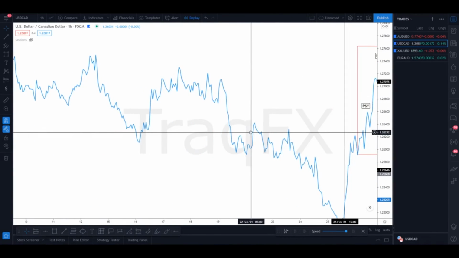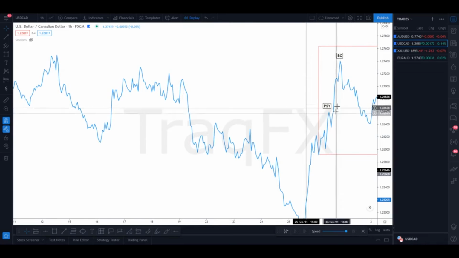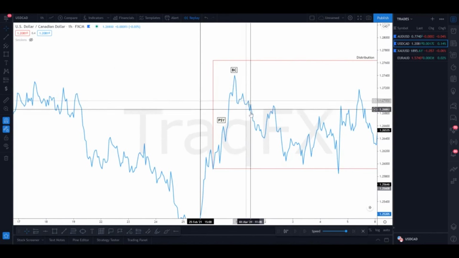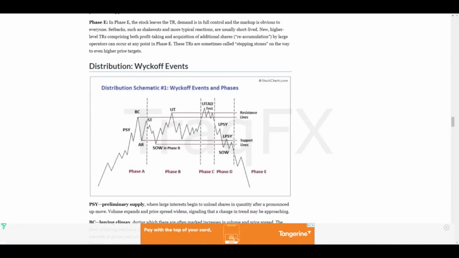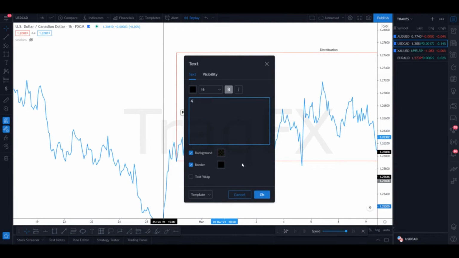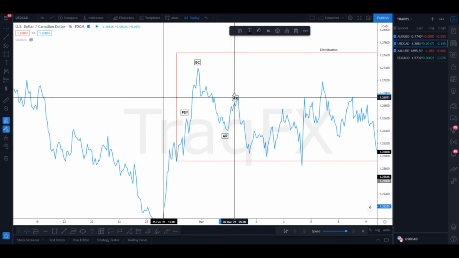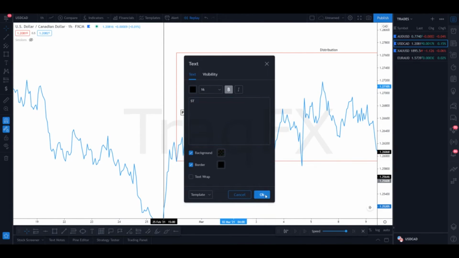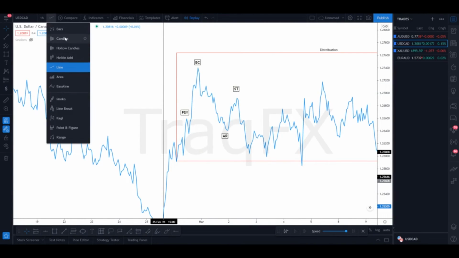This is the current pattern. This is what happened, and all we're doing is labeling what happened. So this is the buyer's climax. Now after the buyer's climax, we're supposed to be seeing an automatic rally. This is the AR. Technically this is the AR and this is the ST. Let's look at this from a candle perspective.